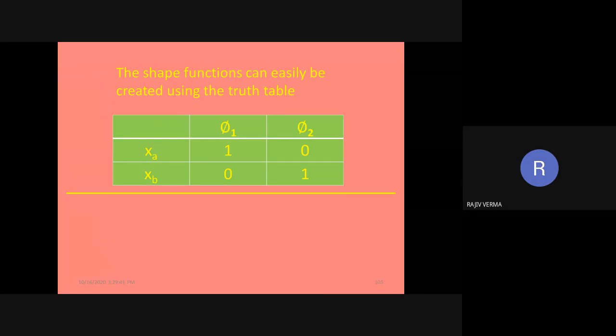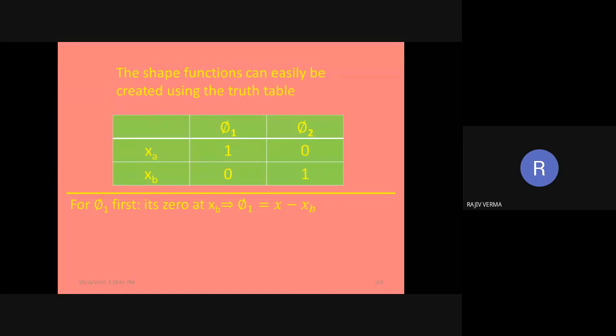Now we are going to discuss some of the tricks which can be used to develop the mathematical expression for any shape function. And currently this is being demonstrated for a linear element. So starting with shape function number 1, that is phi1.